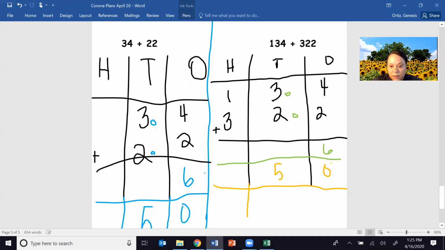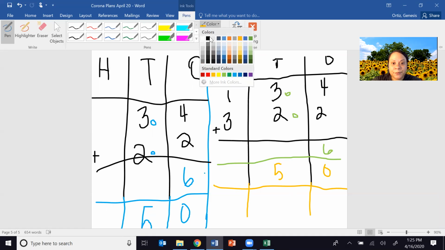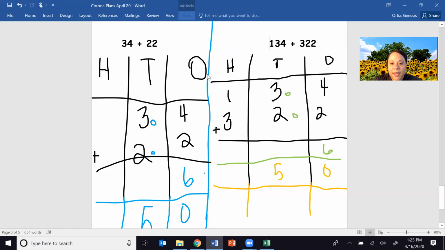All right, I'm going to draw my little line over here so I can do my hundreds. Okay, I'm going to change my color. So then I have 100, remember, 2 zeros, and 300. 100 plus 300 is 400.